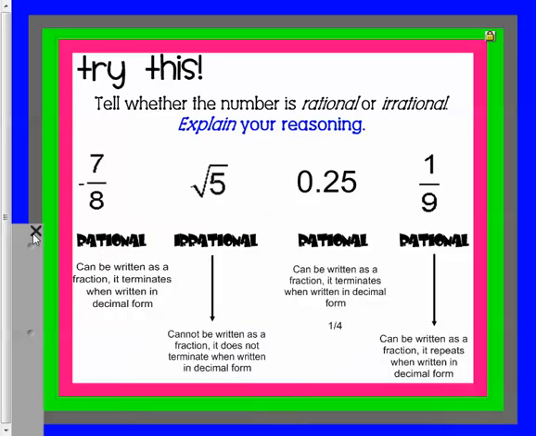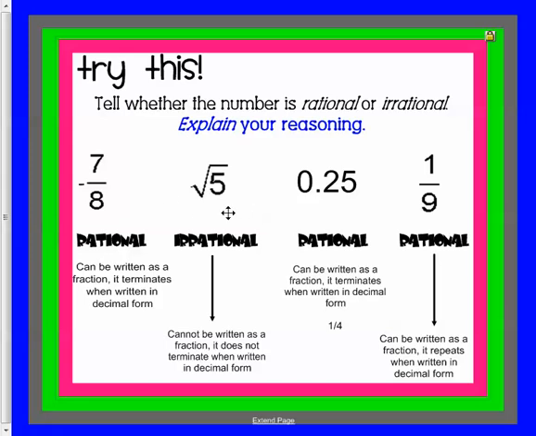If we look at these, then the square root of 5 is irrational because it cannot be written as a fraction. A number times another number equaling 5 gives me an irrational number. However, 25/100 can be written as a fraction. See, 25/100 equals 1/4. So this terminates, it ends, this is a terminating decimal.